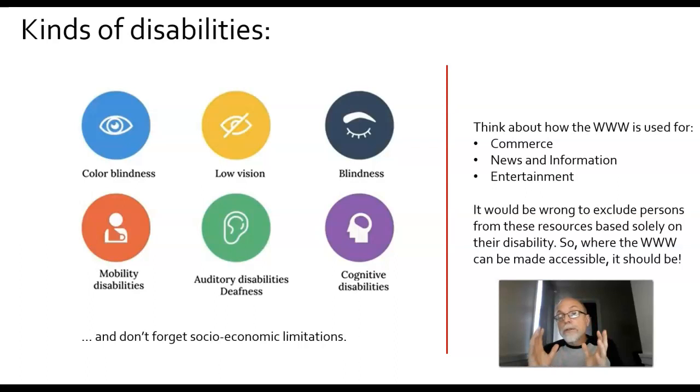In all of this, just think about how the World Wide Web is used for commerce, news and information, entertainment. And the bottom line here is it would be wrong to exclude persons from those resources based solely on their disability. So where it's within our power to make something accessible, we should. We do that because it's the right thing. We do that because monetarily it's the right thing to do. And it avoids some unpleasant legal contention in the future.